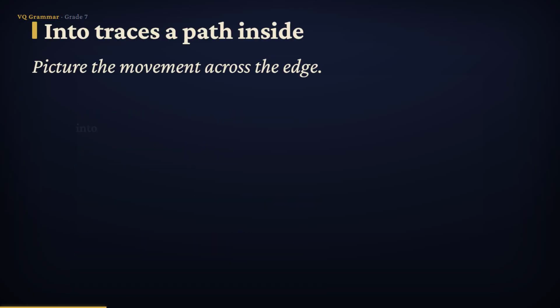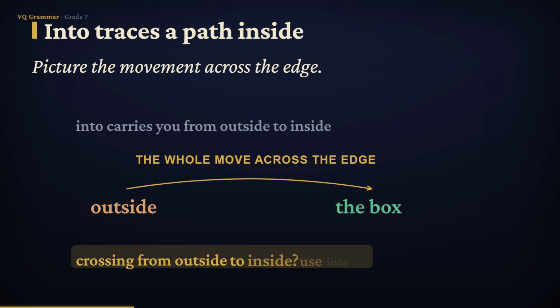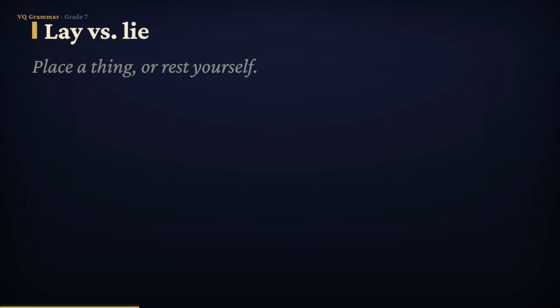Here's a picture that locks it in. The word into carries you from outside all the way to inside. Imagine standing outside, then stepping across. Into is the whole move across the edge, right into the box. The word in is different. It just marks where you already sit, with no movement at all. So whenever you're crossing from outside to inside, reach for into.